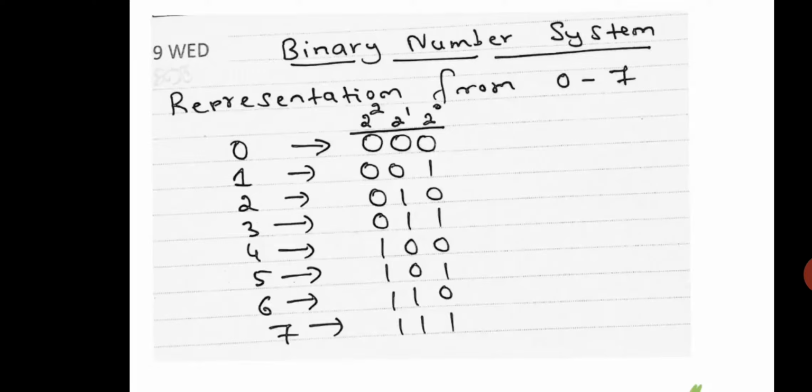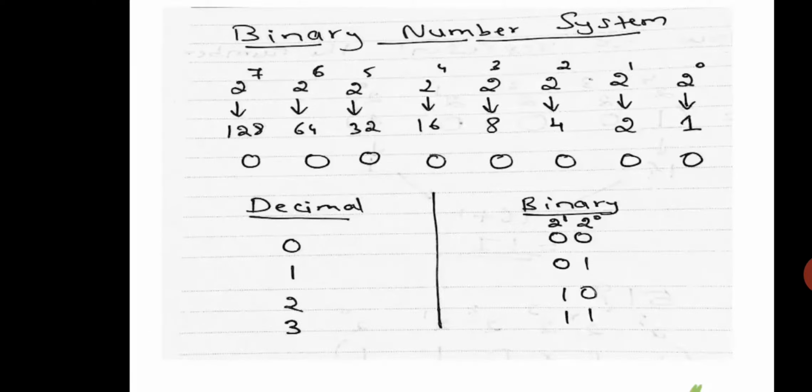Now you can observe one thing. In the previous example, I have taken only 4 numbers: 0, 1, 2, 3. So I represented 0, 1, 2, 3 with only 2 bits. What do you mean by bits? Bits are nothing but either 0 or 1. A bit is nothing but one position or one value.